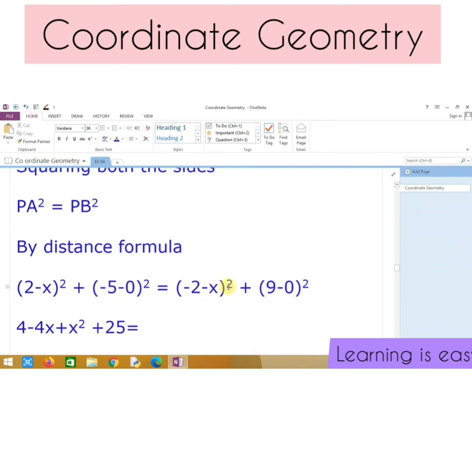And right hand side, minus 2 minus x can be written as (x plus 2) whole square. Both are negative integers. So that's (x plus a) whole square, so 4 plus 4x plus x square. 9 square is 81, plus 81.